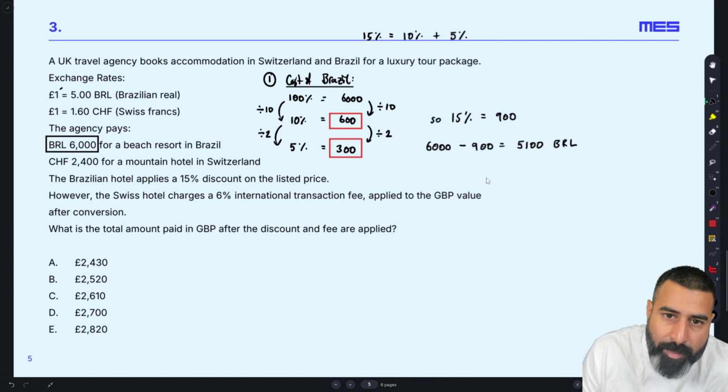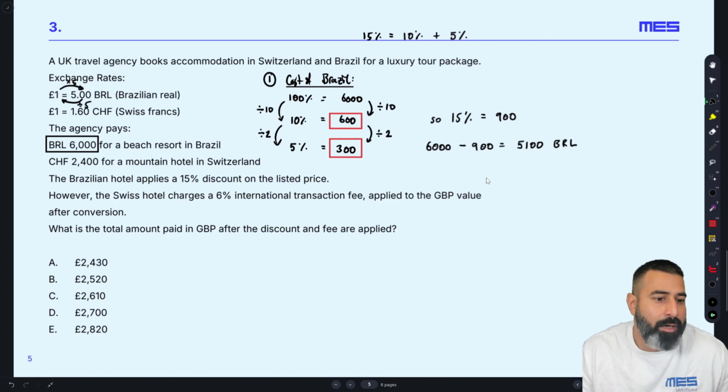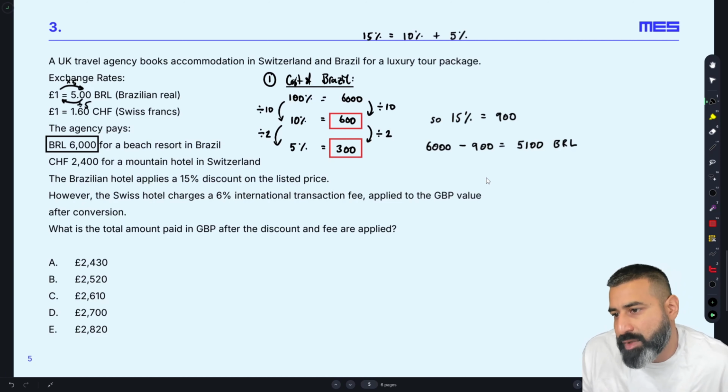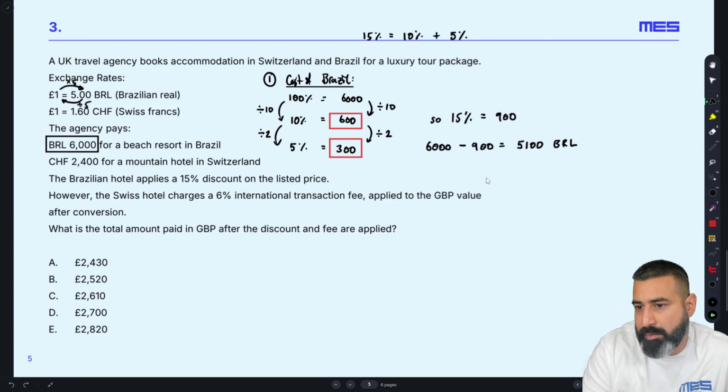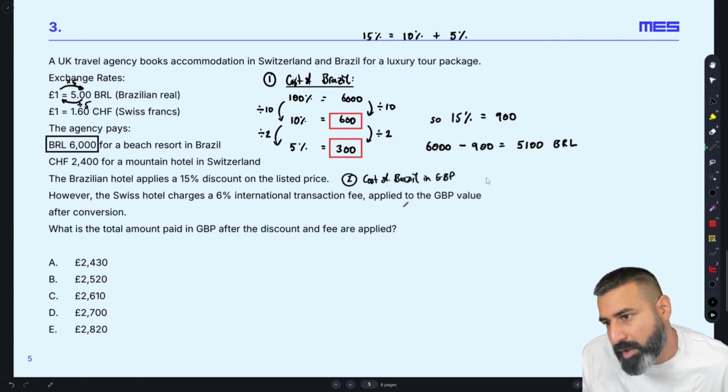Now, logical next step is let's convert this to GBP. So to go from pounds to BRL, we're timesing by 5. To go from BRL to pounds, we're dividing by 5. Okay, so shall we just short division this? 5100. So we'll just put a new heading. So now we can do cost of Brazil in GBP.